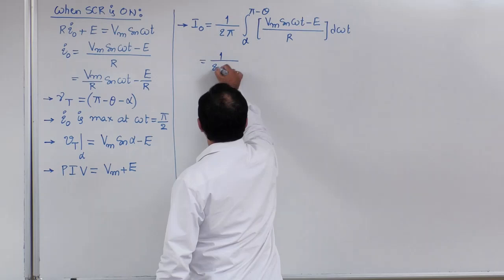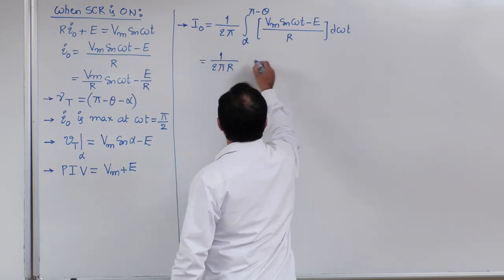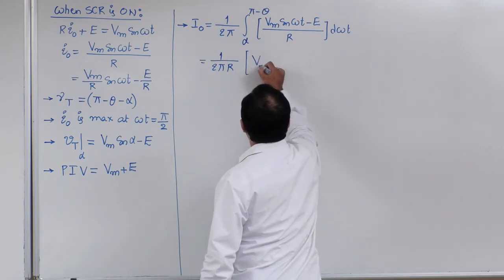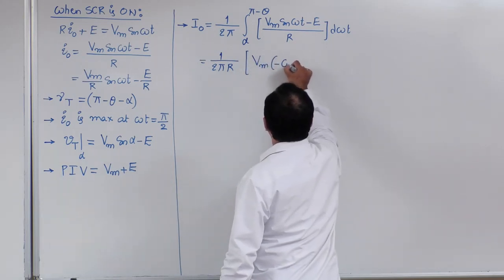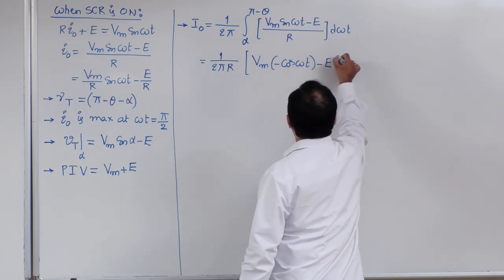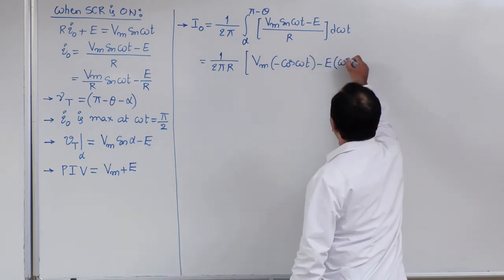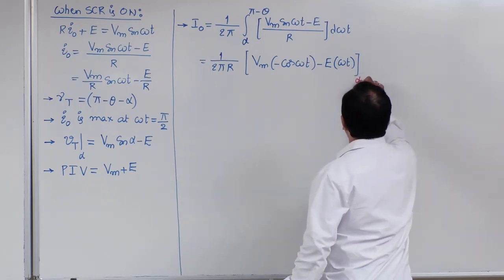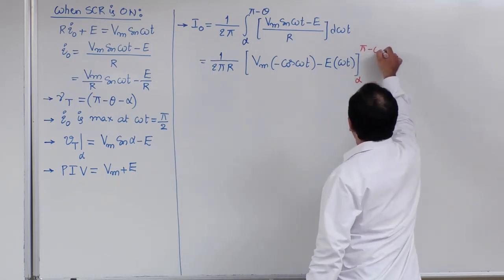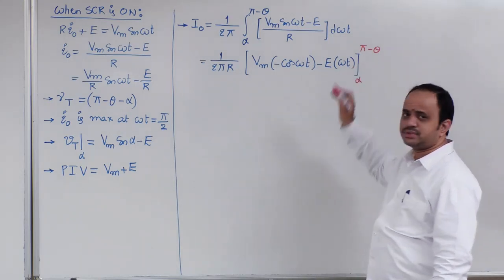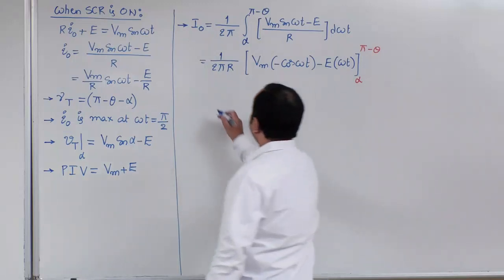Now let us simplify this function. 1 by 2 pi R. Next, what is the integration for sin omega t? Minus cos omega t, minus E into omega t. Next, what are the limits? Alpha to pi minus theta.